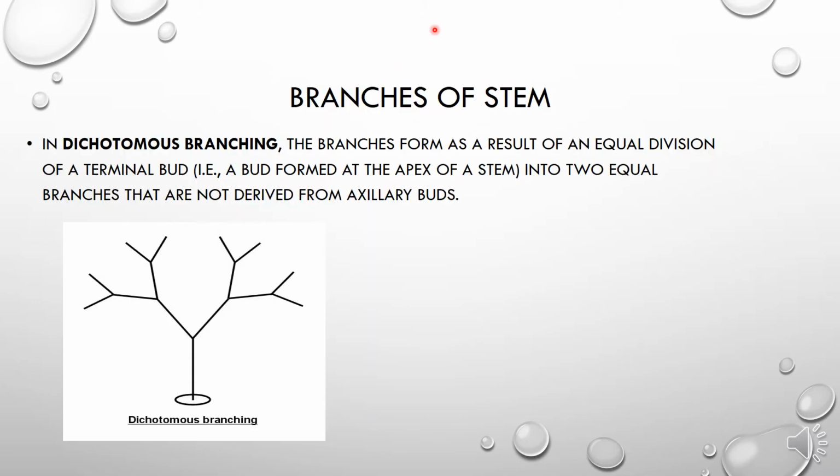Now, the branching of the stem: the stem may be branched into various types. There are a number of different forms in which the stem is branched.